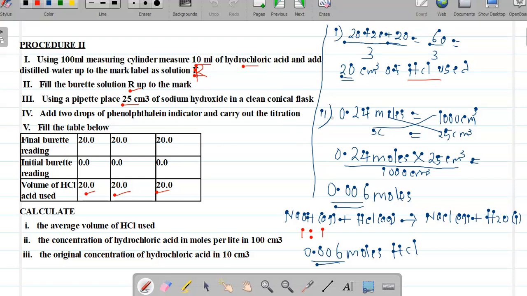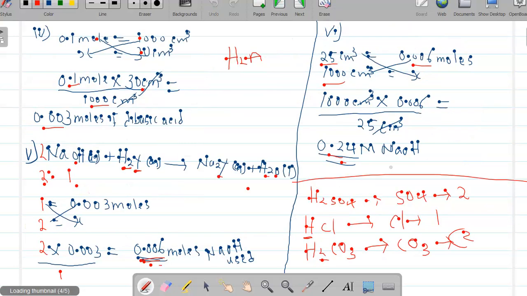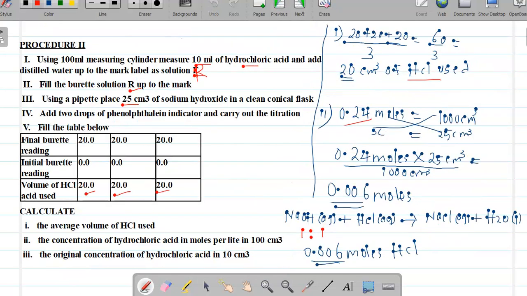So first you calculate the number of moles of sodium hydroxide by saying like this: the molarity of sodium hydroxide that you have obtained in procedure 1, which was 0.24, is equal to 1000 centimeter cubic. What about 25? 25 is the volume of sodium hydroxide used according to using a pipette, place 25 centimeter cubic of sodium hydroxide. Then you cross multiply: 25 times 0.24 divided by 1000, then this is what you'll get. This is the number of moles of sodium hydroxide used when reacted with hydrochloric acid.